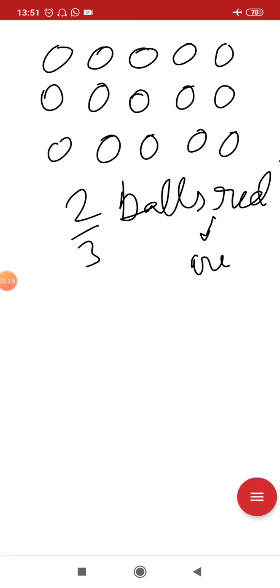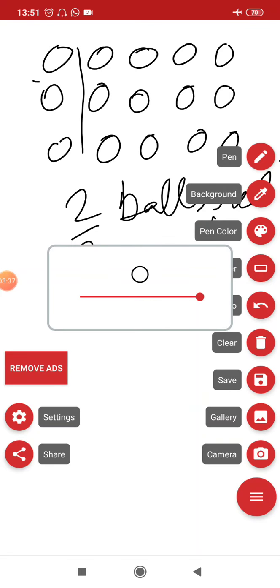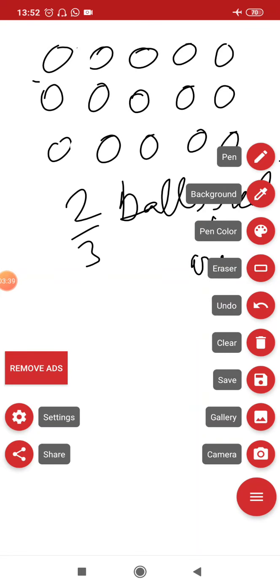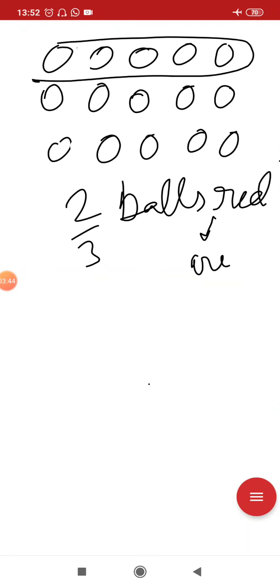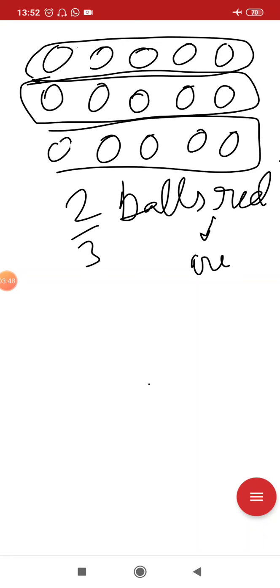Why? In the denominator it is equal to 3, so we will divide all the balls into 3 groups. So how can we divide? See, if we divide like this, it is not possible. It will be like 3, 3, 3, 3, 3, then it will be 5 groups, but we want 3 groups. So what to do? We will divide in another way. We can divide it into 5 in each group. Then see, there are total 3 groups.